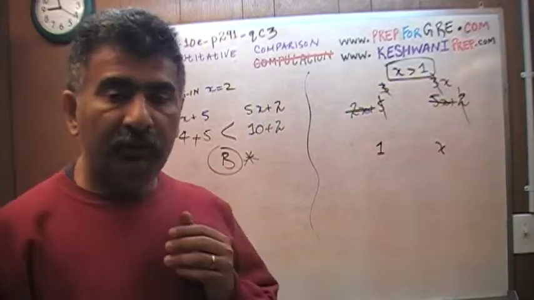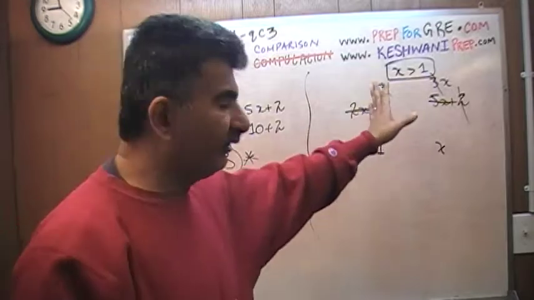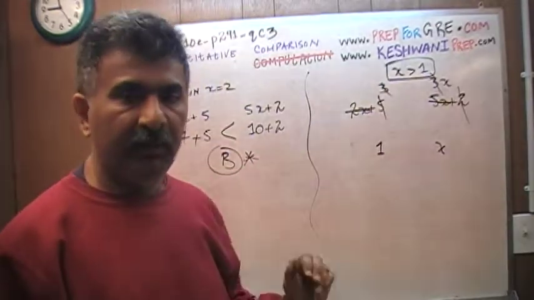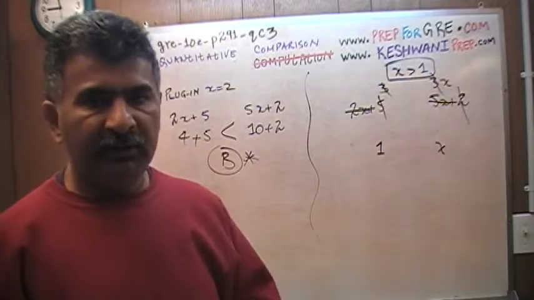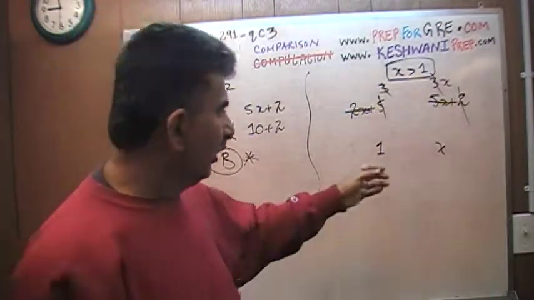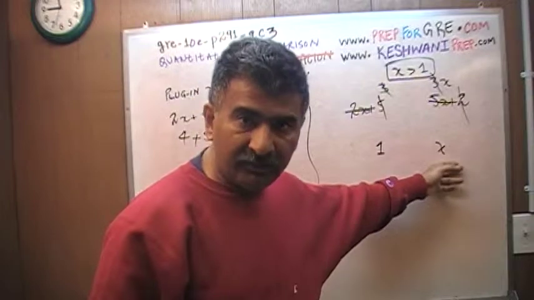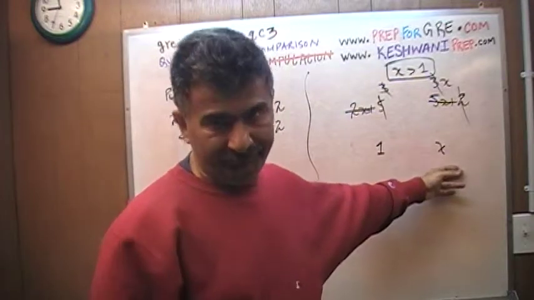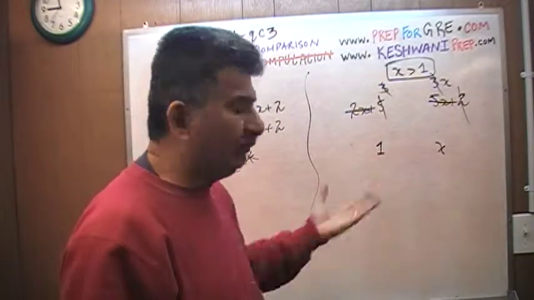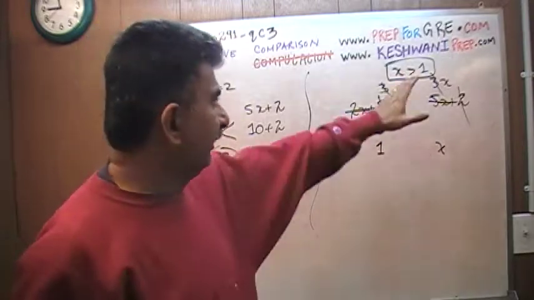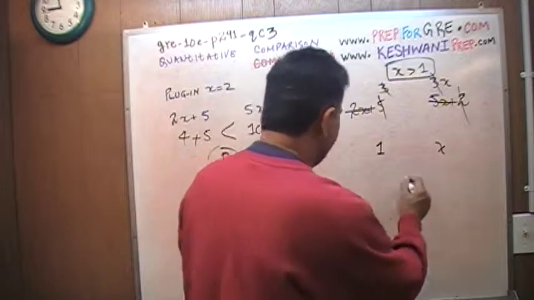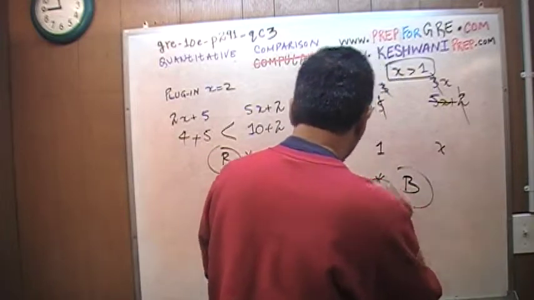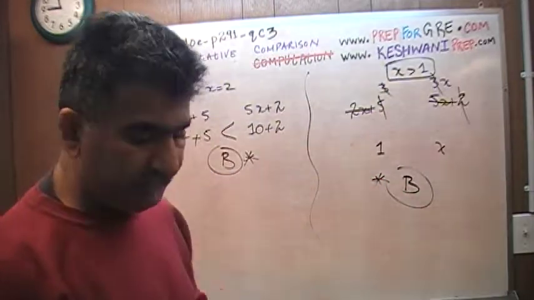So basically, if you understand this process and see it right away, it's a very ridiculous problem, because what they're asking is, can you tell us which quantity is bigger, 1 or x, which we are telling you is more than 1. Obviously it's b, because you just told me it's more than 1. That's all. But anyway, that was a little bit different way of doing it.